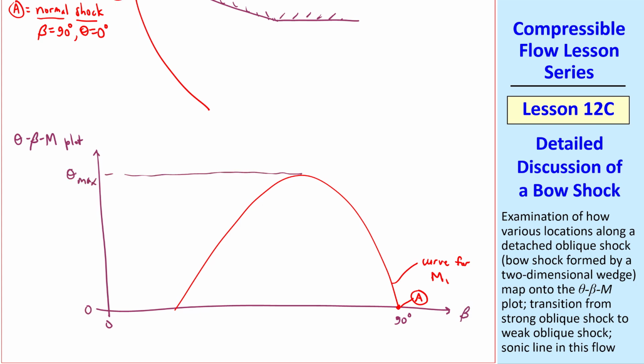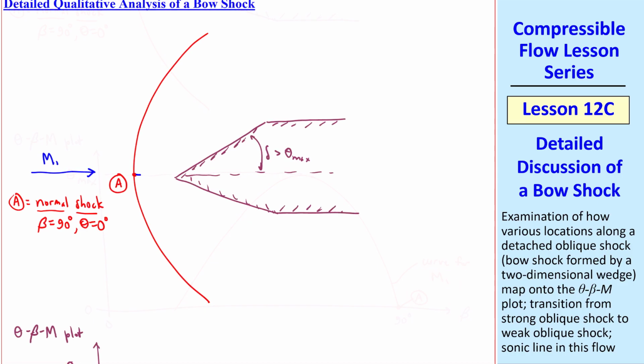At this particular Mach number, there's also a theta max value at the top of this curve, which will be less than 90 degrees and depends on Mach number M1. This shock at A is a very strong shock, in fact the strongest possible at this Mach number, and M2 will be subsonic. Now let's move along this bow shock and label some more points.